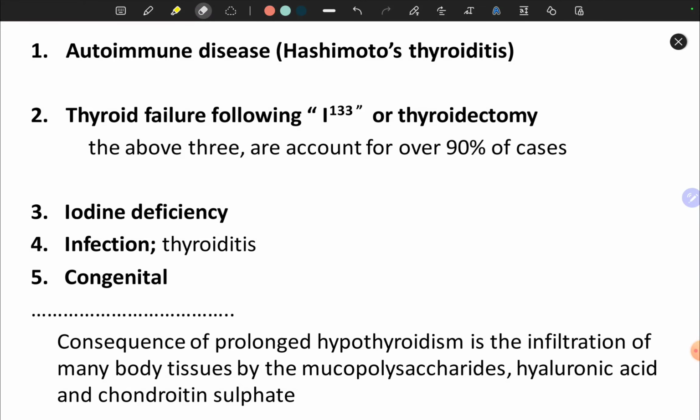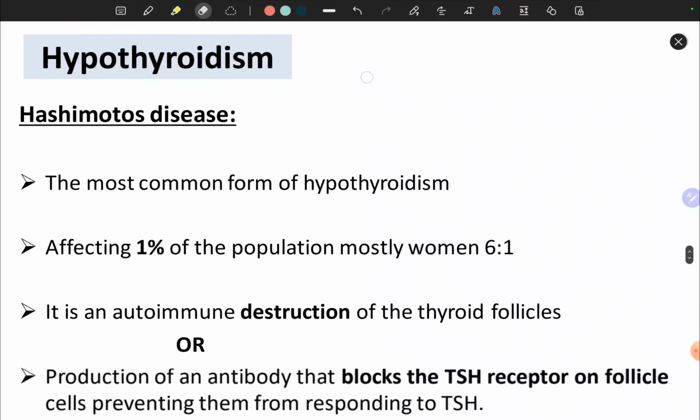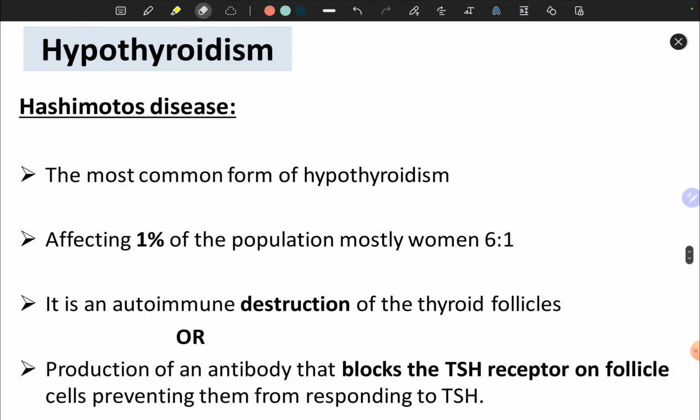Now we talk about Hashimoto's thyroiditis. It is the most common cause, affecting 1% of the population.